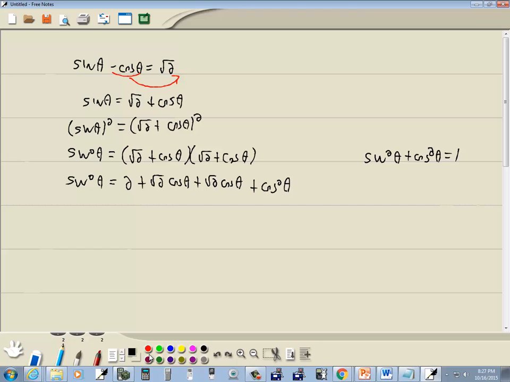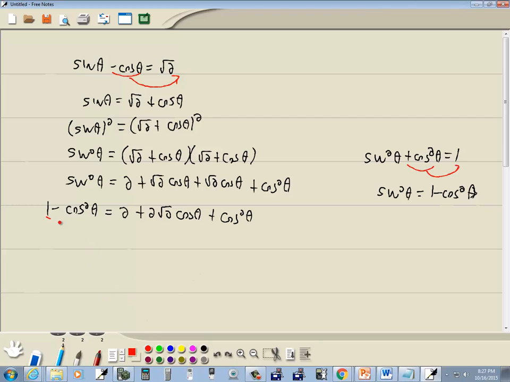Now if I want to get rid of that sine squared, I can take this cosine squared over to the right side. And we get sine squared is equal to 1 minus cosine squared. So we can replace the sine squared over here with 1 minus cosine squared. And then back to here, square root of 2 times square root of 2 gives us 2 square root of 2 cosine theta plus cosine squared.